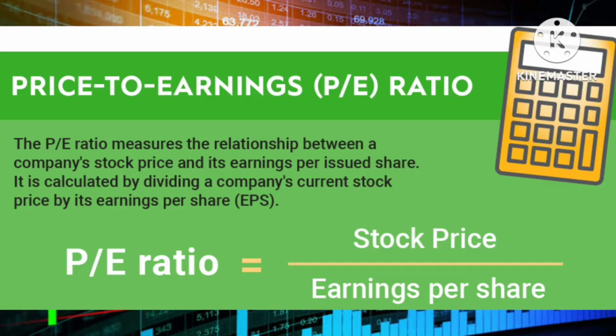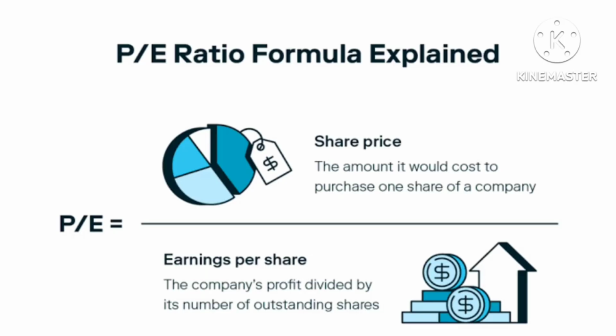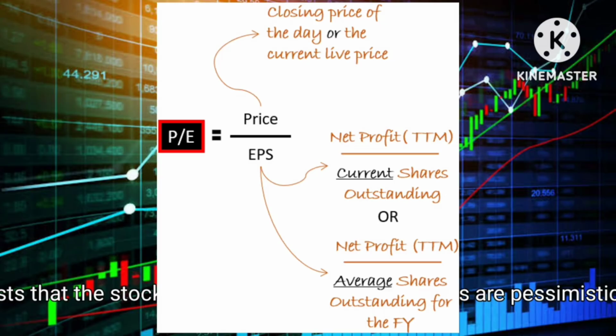The P/E ratio is calculated by dividing a stock price by earnings per share, EPS. The result is the amount investors are paying in the market for each dollar of the company's earnings. A high P/E ratio indicates that investors are paying a premium for the stock, expecting significant growth in the future. Meanwhile, a low P/E ratio suggests that the stock is undervalued or that investors are pessimistic about the company's prospects.